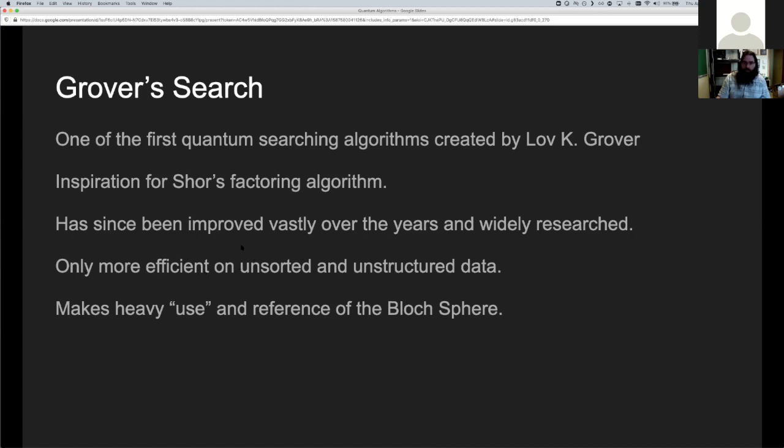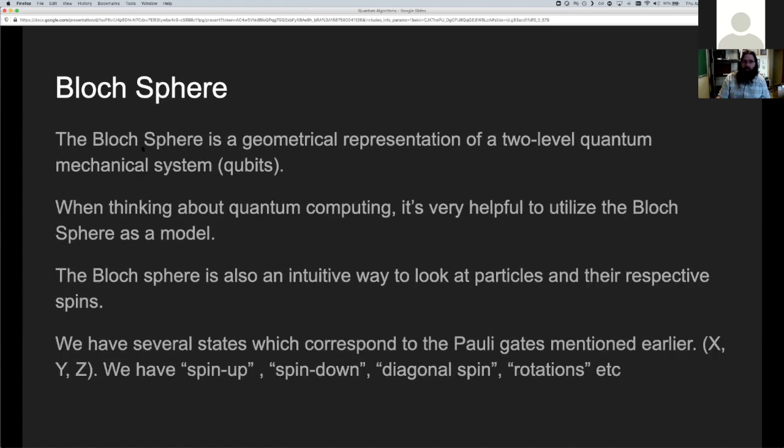It makes heavy use of what's known as the Bloch sphere, and I'm going to talk a little bit about that. This goes back to the geometrical representation I mentioned earlier; it helps me visualize what a qubit actually is. The Bloch sphere is a geometrical representation of a two-level quantum mechanical system. When thinking about quantum computing, it's useful to visualize the Bloch sphere as a model because you're not dealing with just on and off constantly. You are, but you're dealing with rotations along the Bloch sphere. If you think of it as this big sphere, it helps and is intuitive.